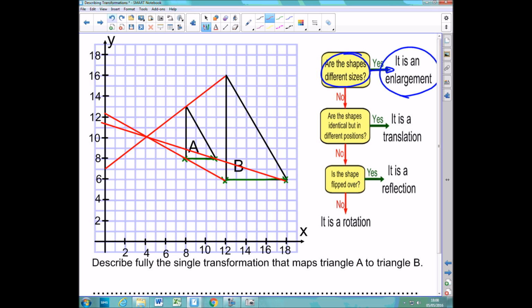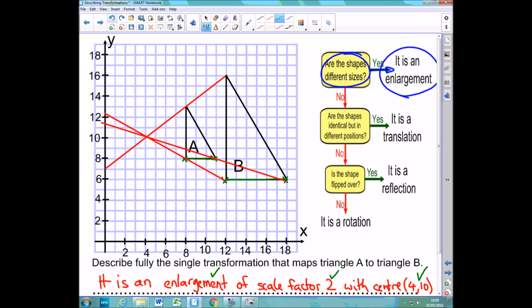So to answer this question, I need to say it is an enlargement of scale factor 2 with center (4, 10). Now, enlargement questions are worth 3 marks, and the first mark is for stating it's an enlargement, the second is for getting the correct scale factor, and the third is for getting the center.